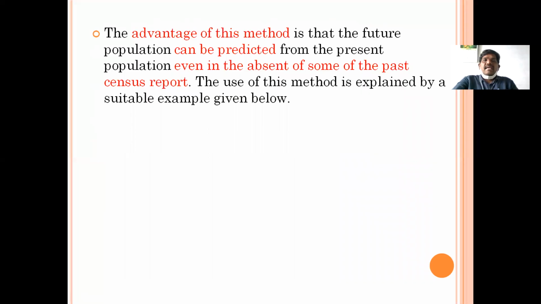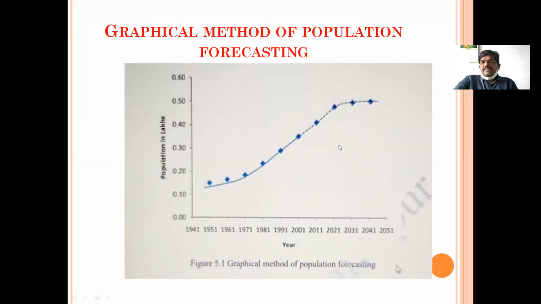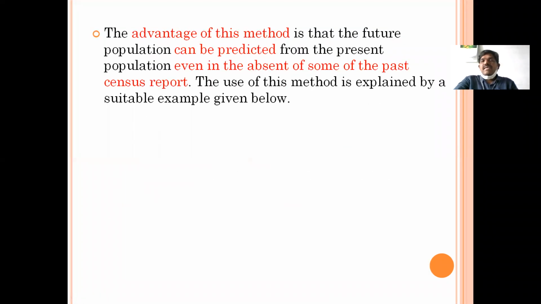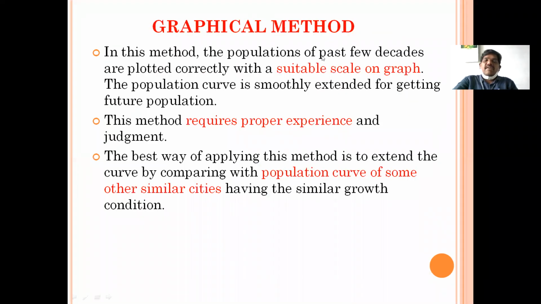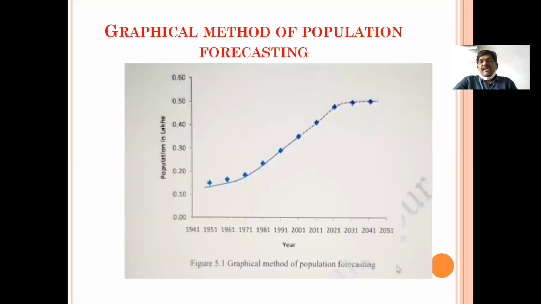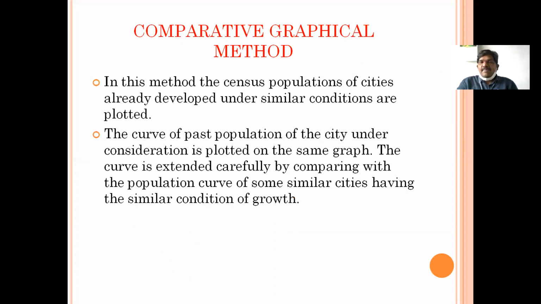Next one is, see here, the advantage of this method is that the future population can be predicted from the present population, even in the absence of some of the past census reports. See here, all the reports must be available in this method, whereas in this method, even though we may miss the data of past census reports, we can go for the possible prediction. Understand? These two methods, graphical method and comparative graphical method, closely resemble each other. In the graphical method, simply we are taking into consideration the graph, whereas in the comparative graphical method, we are taking into consideration the population with respect to volume and also the graph.